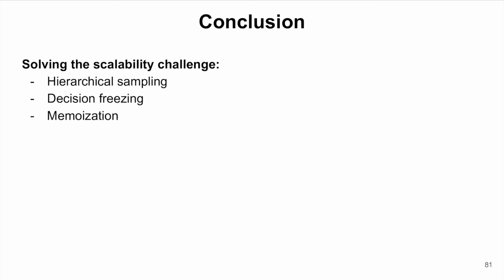This talk describes an algorithm for automatically generating high-performance Halide schedules for the GPU. The key ideas of hierarchical sampling, decision freezing, and memoization make it possible to explore a large space of schedules efficiently. We hope that these scalability strategies provide useful inspiration for other array-based compilers beyond Halide.